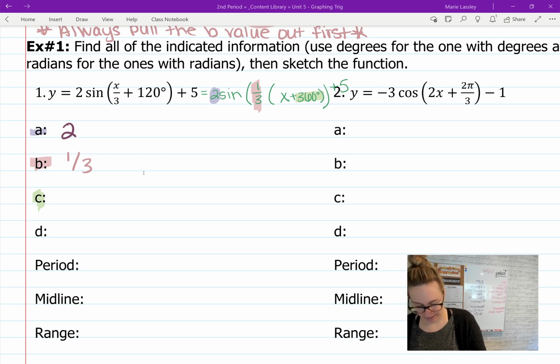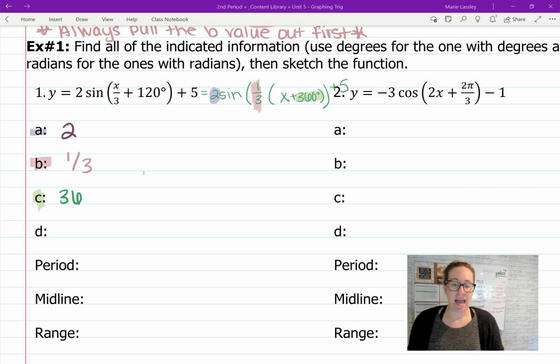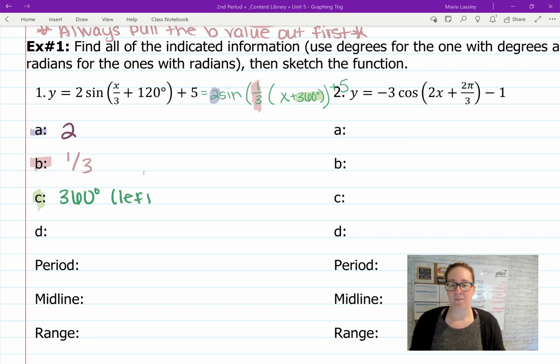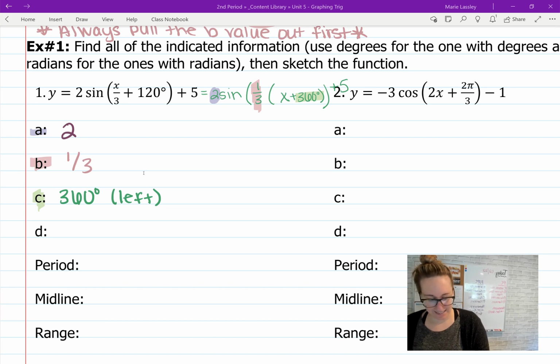So that's 360. All right, and some people like to put what direction. So since it's plus 360, I know that this means it's 360 to the left. All right, but you don't have to. If you just know that, when you graph, I'll know what you meant. All right, and then last but not least is our D value.